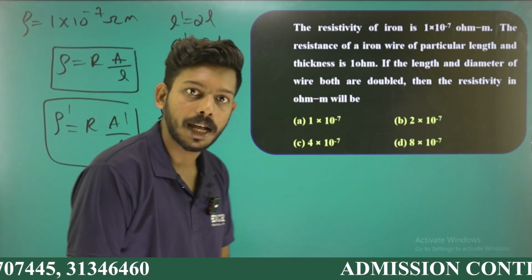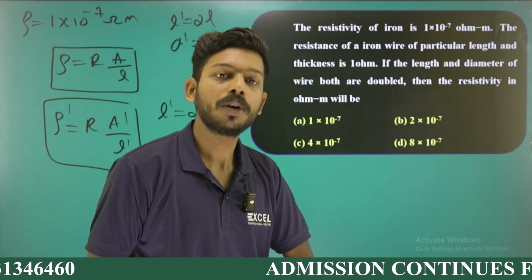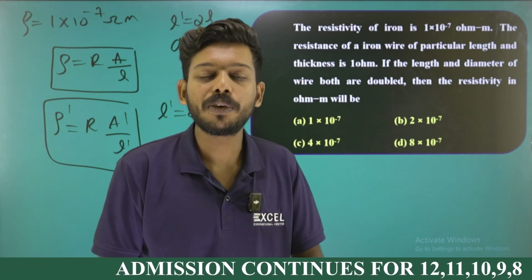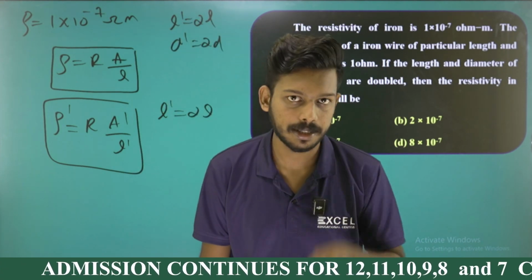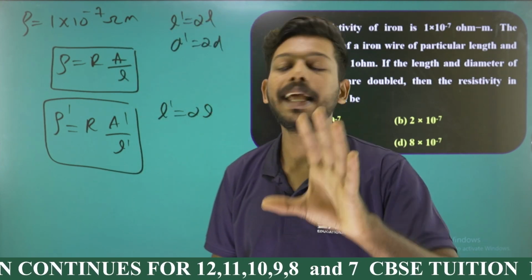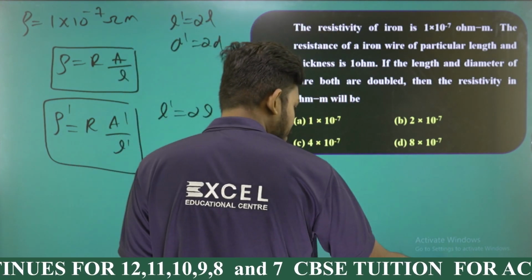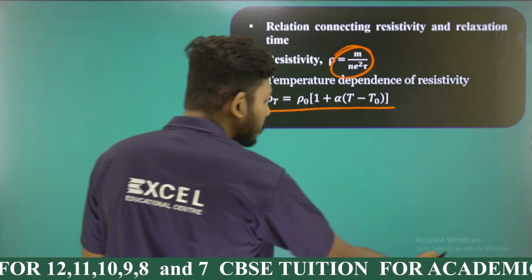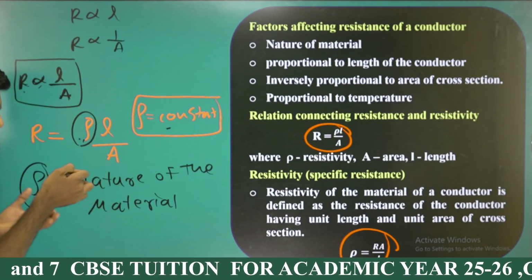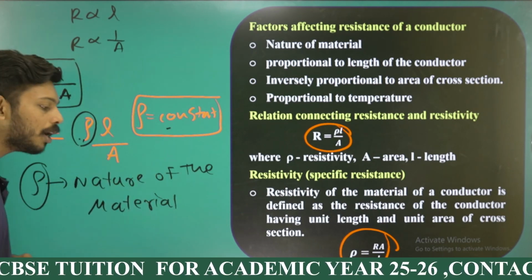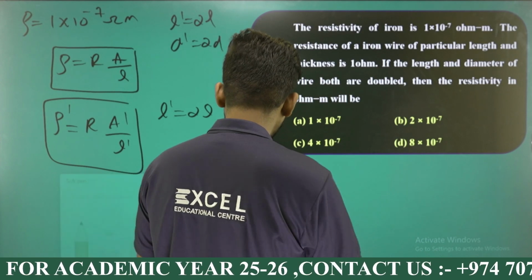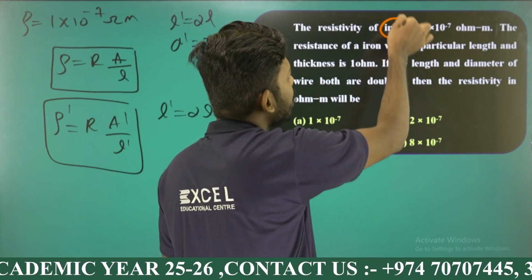You have to understand what is meant by rho. Rho stands for the nature of the material. Rho is the term that I introduced to indicate the nature of the material. Okay, we can go to the previous section. Here we go. I introduced the term rho as a constant to represent the nature of the material. So here, the nature of the material is iron.